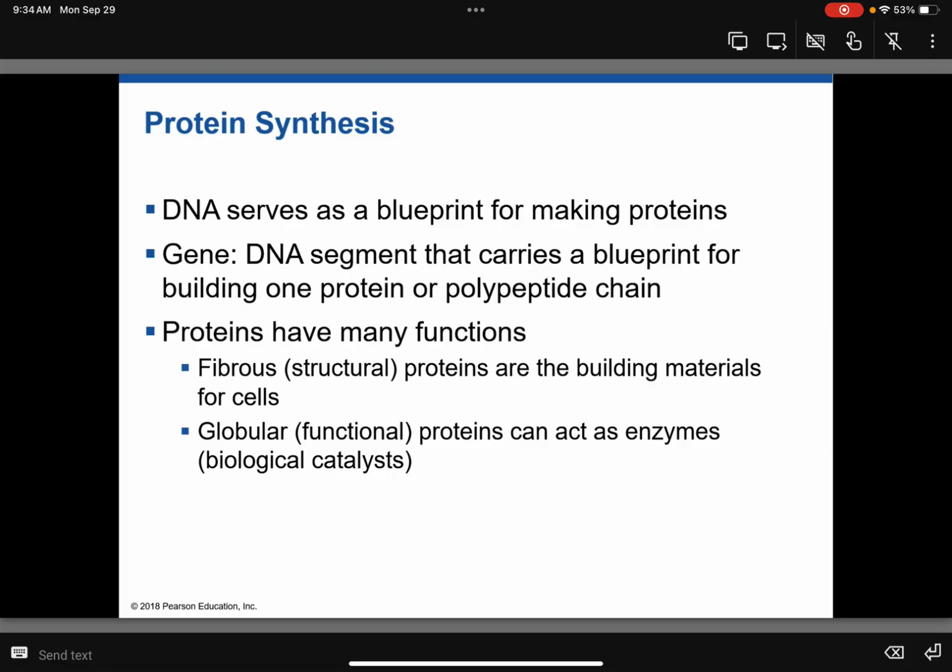Okay, I know that was pretty quick, but that is a review of stuff we did in biology, as is this protein synthesis that we're going to talk about. So we'll probably go through this relatively quickly as well.